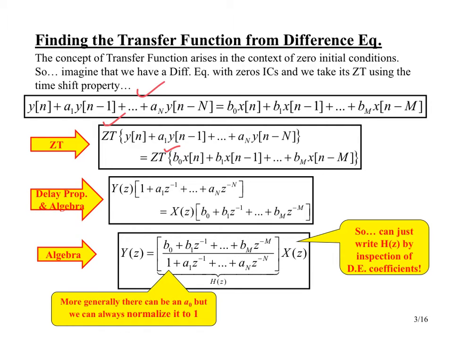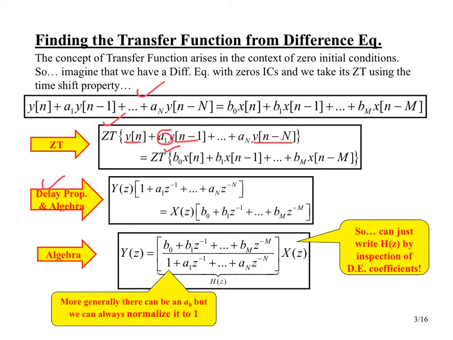Then we're going to use linearity, even though I don't say it here. We pass the z transform through to each term and pull the coefficients out in front of the z transform, so that we end up with the z transform of y of n minus 1, y of n minus N, and so on. And that's where we'll apply the delay property.